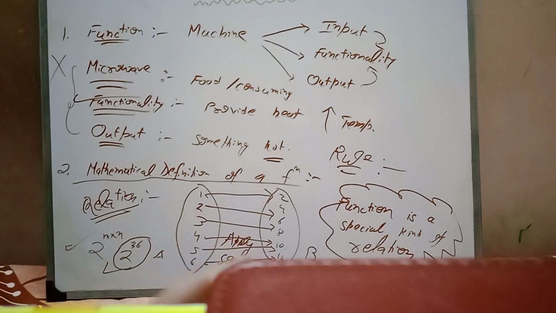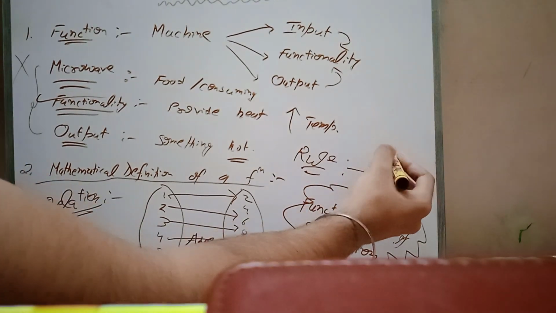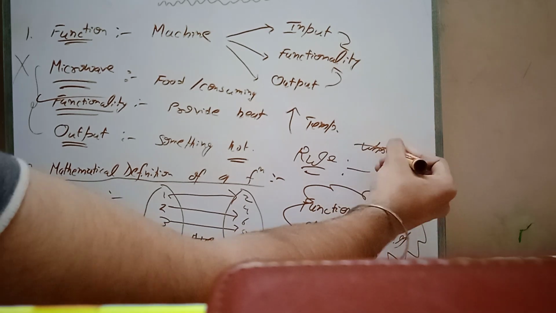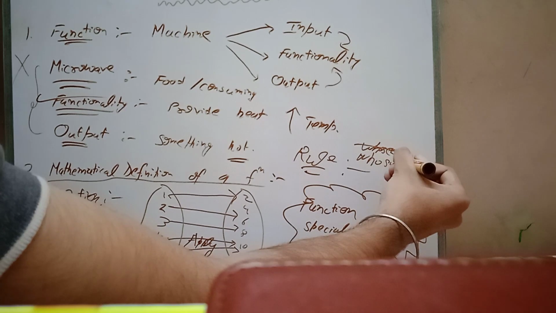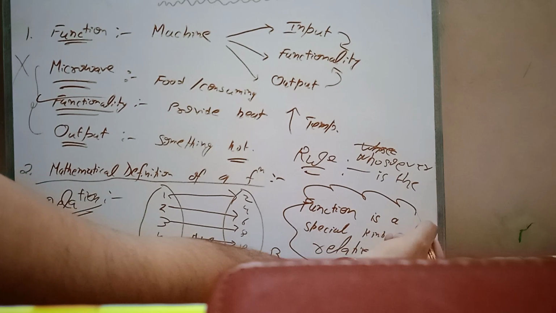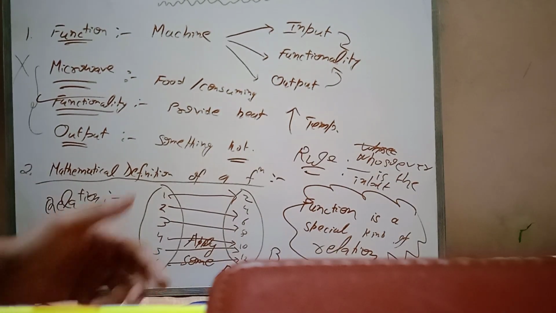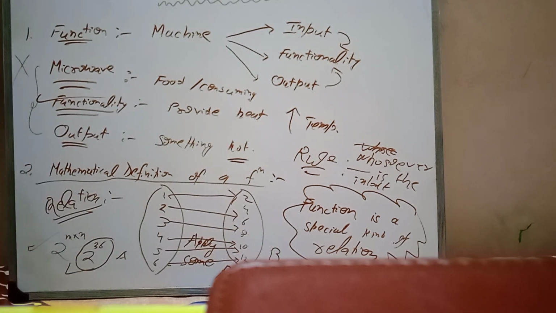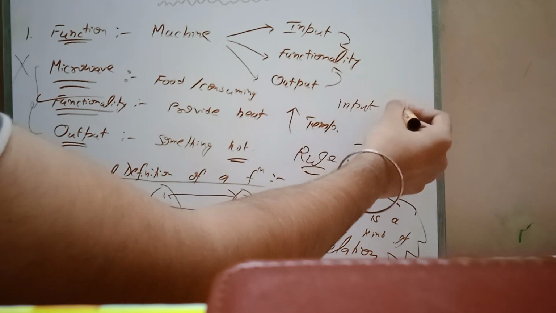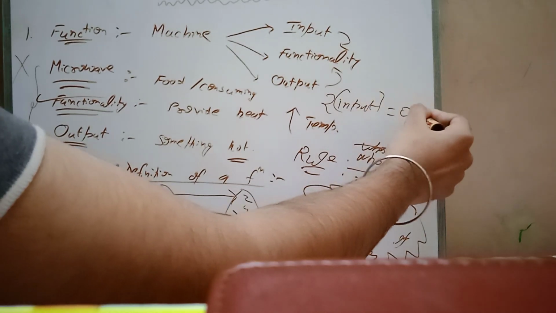The rule is: whatever is the input, the output should be double of it. Yes, whatever is the input, the output should be double of it. Double of input is equal to output.